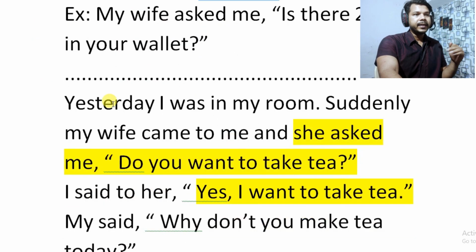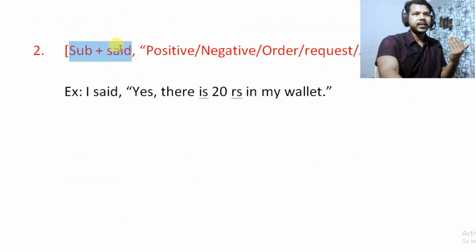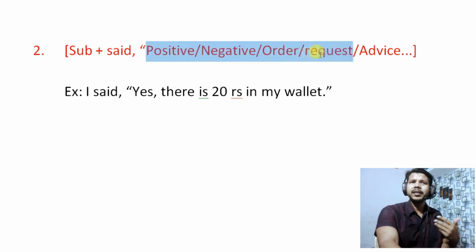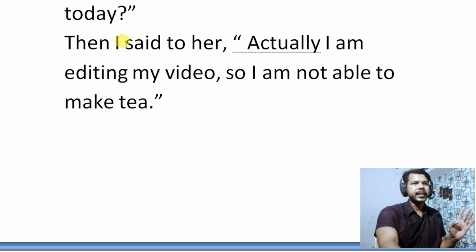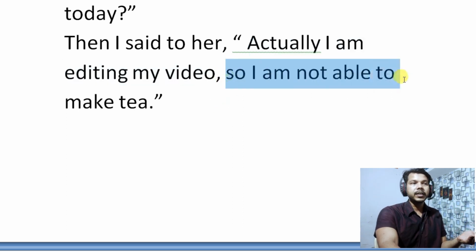And when you say that I said, when you say subject plus said, so after said, you have to use either any positive sentence, any negative sentence, any order, any request, any advice. It could be in any tense. Like you can see here, I said to her, actually I am editing my video. This is the positive sentence. Of which tense? I am editing. This is present continuous tense. So I have used here present continuous tense. So I am not able to make tea.